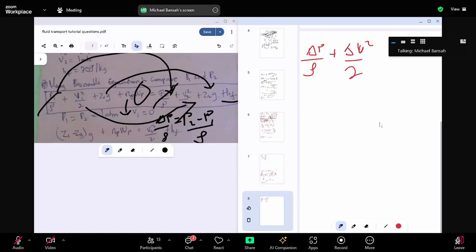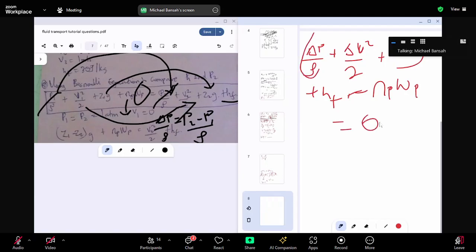So change in V squared over 2 plus change in ZG. Is that fine? We are sending everything on the left-hand side to the right-hand side, so that it becomes Z2 minus Z1, P2 minus P1, V2 squared minus V1 squared. The HF will still be positive, but the NP, WP will now be negative when it comes to the left-hand side. And all that will be equal to 0.